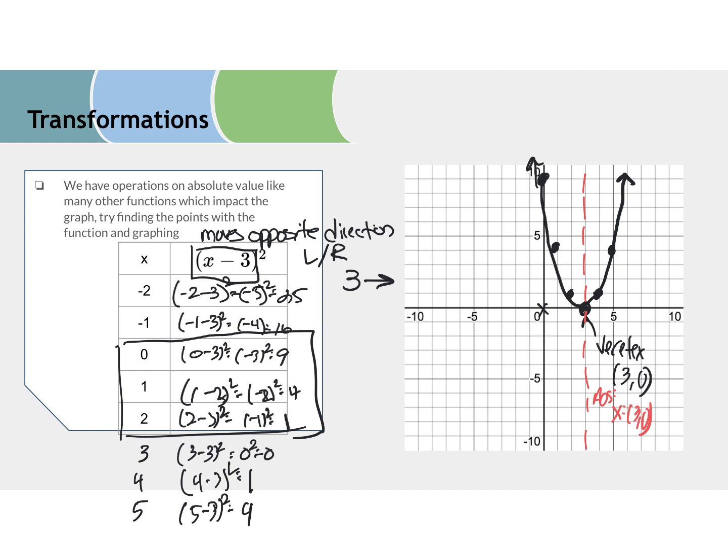Now again, without having to do a lot of work, let's speculate what might happen if I had x plus 5 squared. If -3 moved it 3 to the right, it should make sense that plus 5 actually will move it 5 to the left. So instead of my vertex being at 3, 0, my vertex is at -5, 0. And I'm just going to draw in some supporting points here. And boom, that's my vertex.